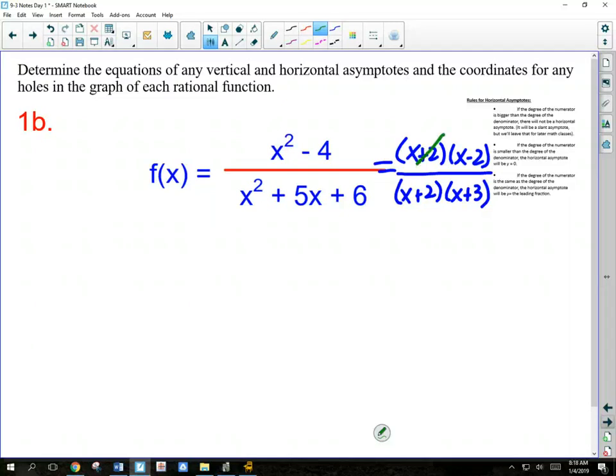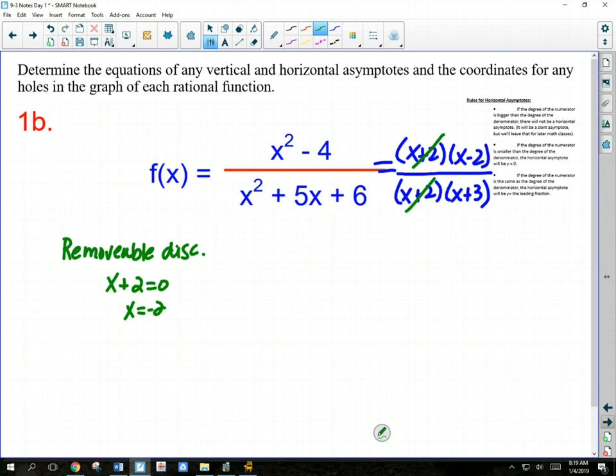In this case, the x plus 2's both cancel, which means I have removable discontinuity, or a hole. Removable discontinuity comes from the factors that cancel. So x plus 2 cancels, so I would set that equal to 0, which means x equals negative 2. When you give me removable discontinuity, I need it as a coordinate, not just the x value. So I want you to give me the coordinate.